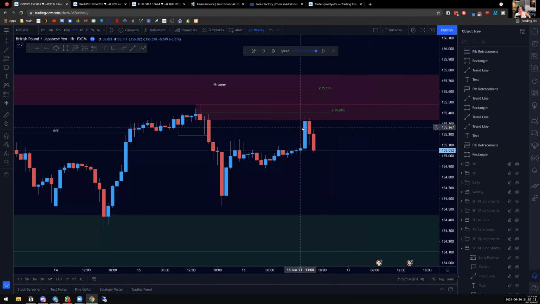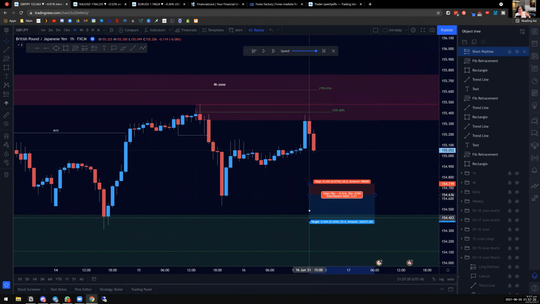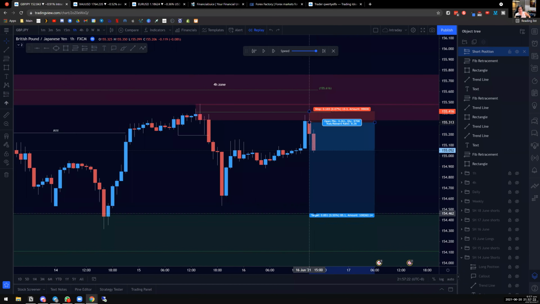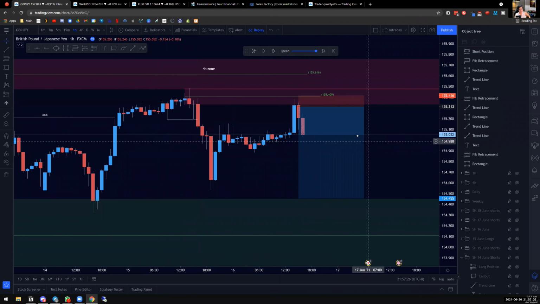The wicks even. Just go. Just take the trade and go. When it flips bearish, stop loss above the 50, go. Oops. Go down. Go down to the big daily zone below. This was the one I missed.